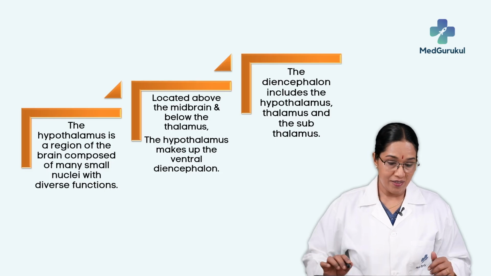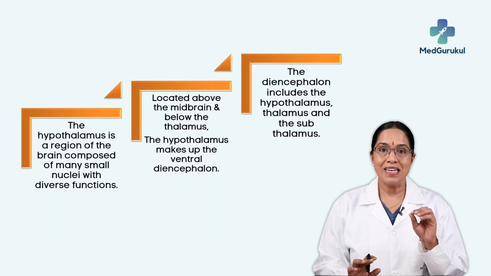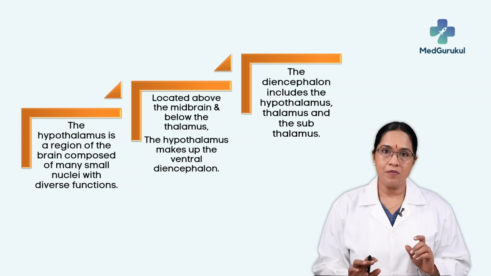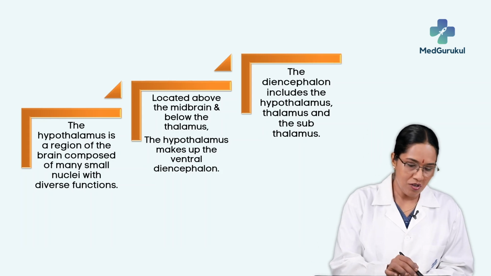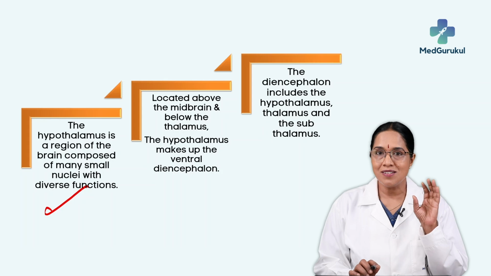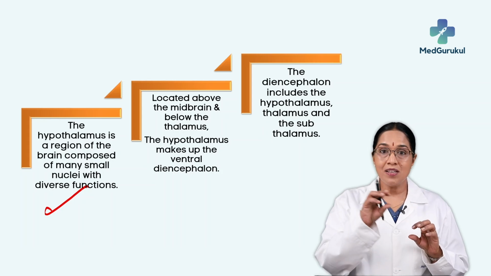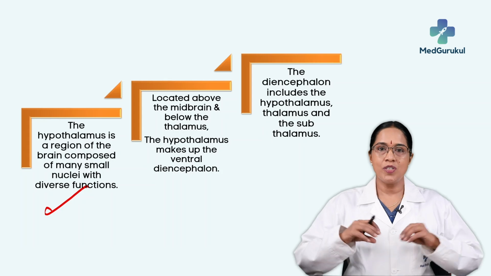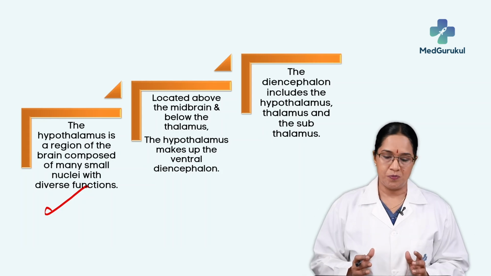Hypothalamus is basically that region of the brain which is composed of many small nuclei with diverse functions. That is what the first point tells. I want you all to remember that hypothalamus is that area in the brain which is composed of various nuclear groups which are doing diverse, different functions.